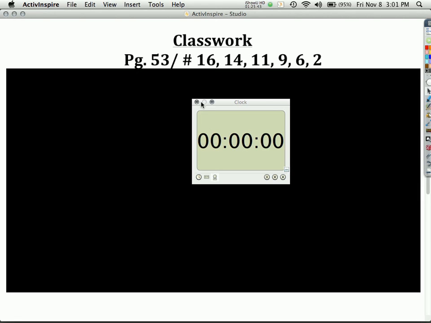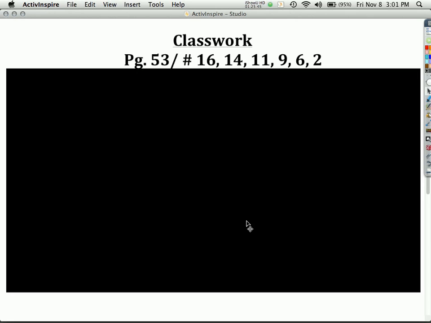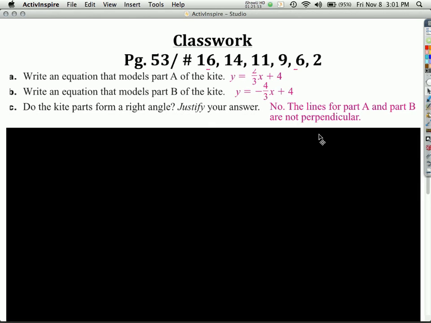So now I know it was a lot, so don't stress. I expected hard work for about 12 minutes. You worked hard. So you grade what you completed. The most important question was the first one. So, I know it's a little small. Part A of the kite was y equals 2/3 x plus 4. Part B of the kite was y equals -4/3 x plus 4. And they are not parallel because their slopes are not negative reciprocals of each other. And so they do not form a right angle, which is what was meant.